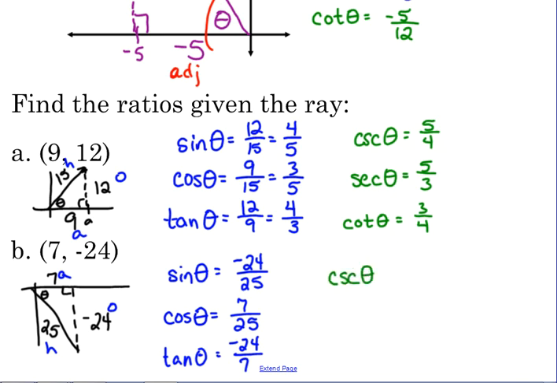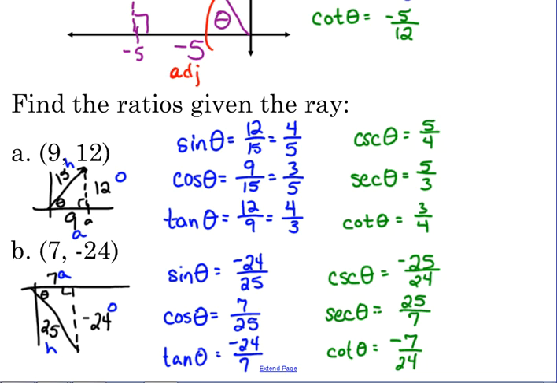Cosecant, flip over the sine, so negative 25 over 24. Put the negative in the numerator. Cosine goes with secant. Flip it over, 25 over 7. Cotangent goes with tangent, so flip it over, negative 7 over 24.